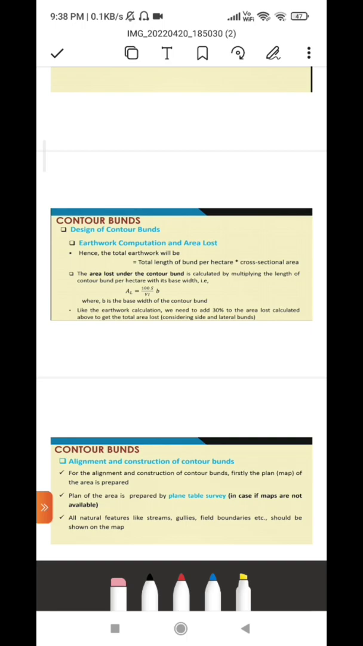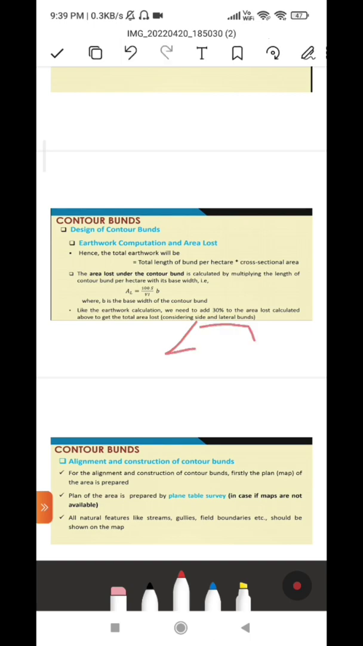Now to calculate the area lost under the contour bund, we can calculate it by multiplying the length of the contour bund per hectare with the base width. That would be AL equals 100 into S divided by vertical interval, into base width. B is the base width here of the contour bund. That would be this base width. We are taking this because when we make the contour bund, we lose this much space or this much land due to formation of the contour bund.